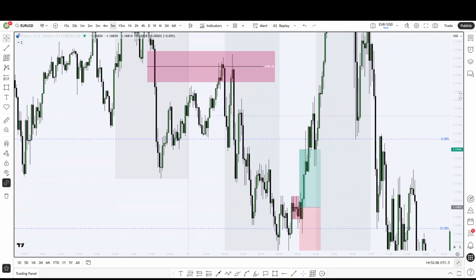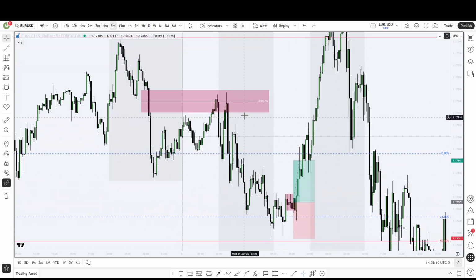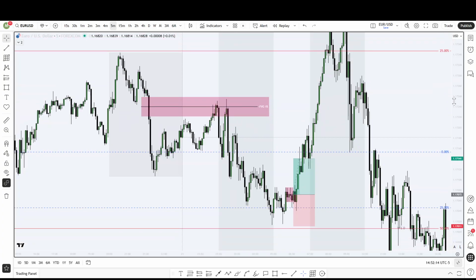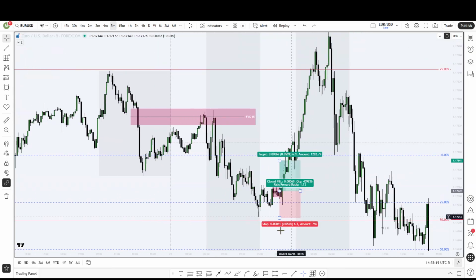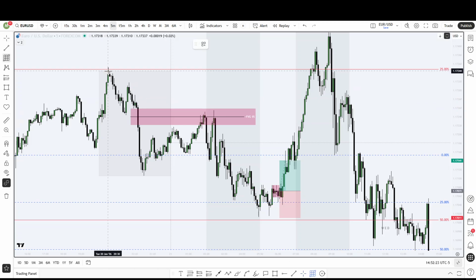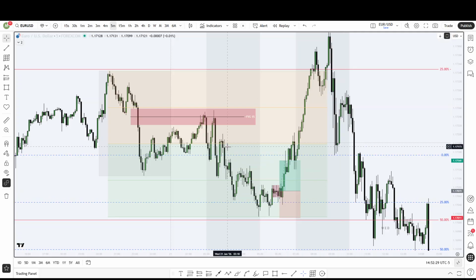And I looked for a logical place to take my profits. I noticed there were equal highs over here. But also what I did was I drew from this high to this low to see where 50% was, and here's 50% over here.